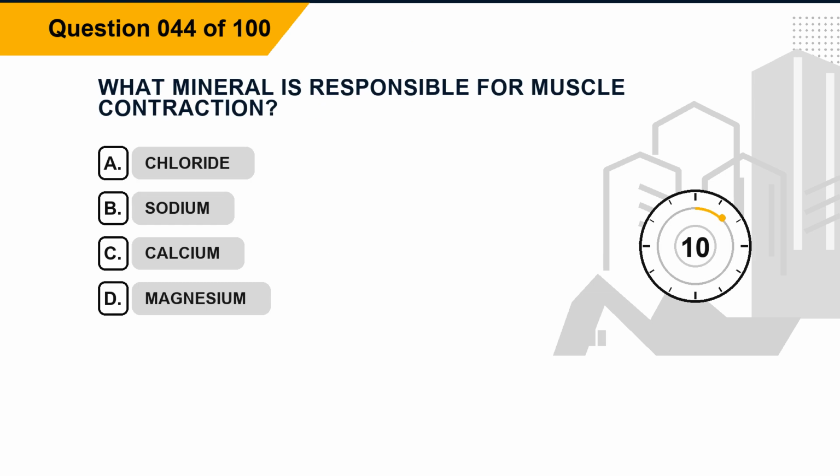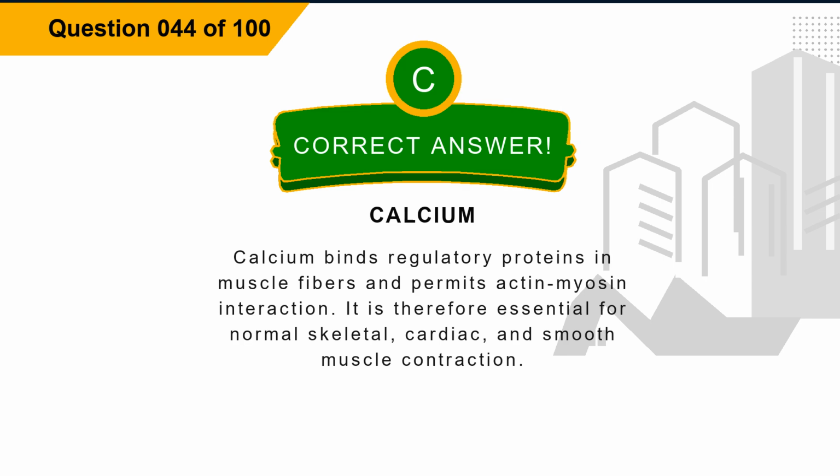Question 44. What mineral is responsible for muscle contraction? Option A, chloride. Option B, sodium. Option C, calcium. Option D, magnesium. The correct answer is option C, calcium. Explanation. Calcium binds regulatory proteins in muscle fibers and permits actin-myosin interaction. It is therefore essential for normal skeletal, cardiac, and smooth muscle contraction.